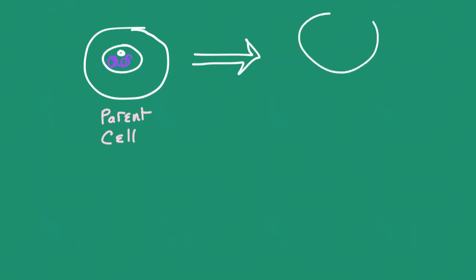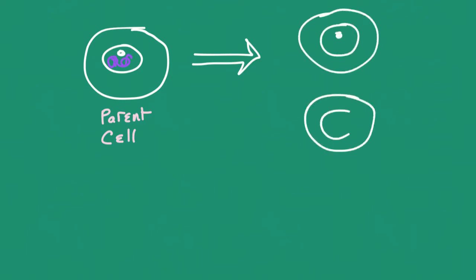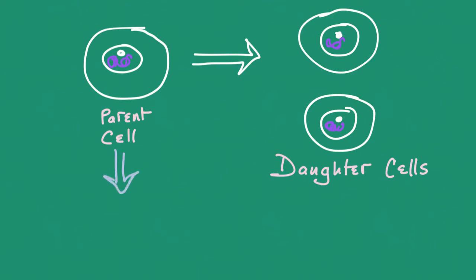In order for growth and repair to take place, cells must divide. Here we have a parent cell. When a parent cell divides, it results in two daughter cells. The daughter cells are clones of the parent cell. The DNA in the daughter cell is an exact replica of the DNA in the parent cell. Therefore, the DNA in the parent cell must make a copy of itself.